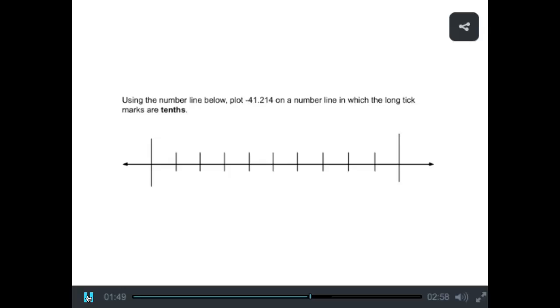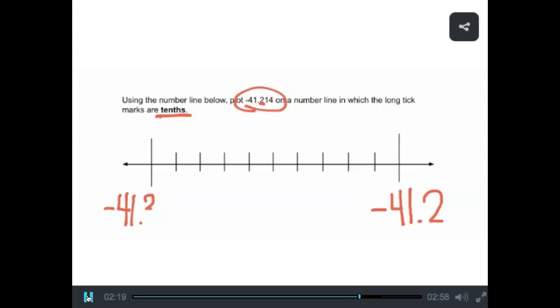Okay, this one is a little different where we can get that specific because now our long tick marks are tenths. Okay, same number except look right here. It is a negative number, and so we really have to be careful when it's a negative number. So we're actually going to be doing the tenths, which is that 2 tenths right there. So this will be negative 41 and 2 tenths, and this will be negative 41 and 3 tenths, because remember, we're going backward instead of forward, and so it's very tricky. So that's what we'll do.